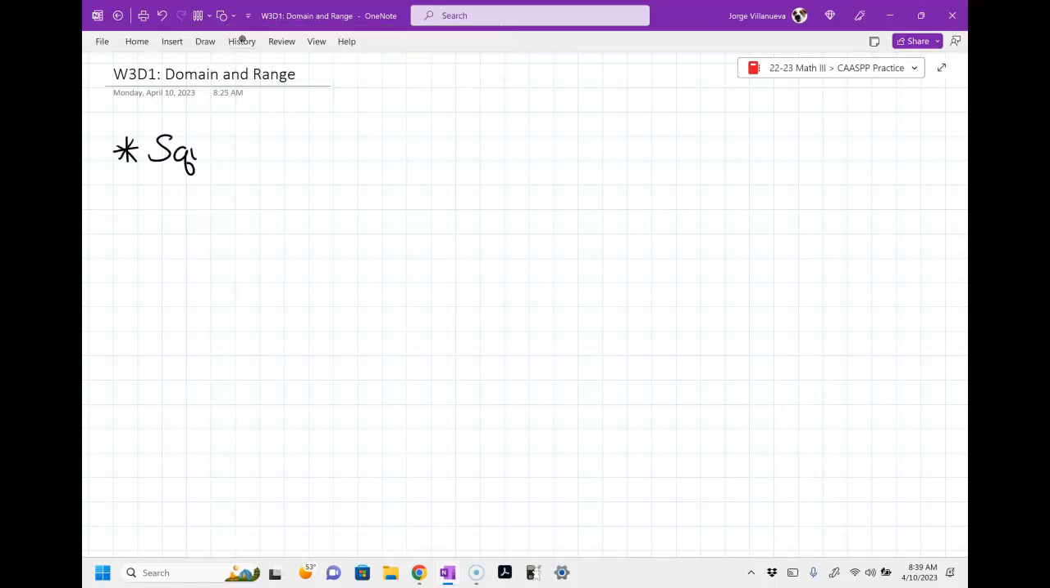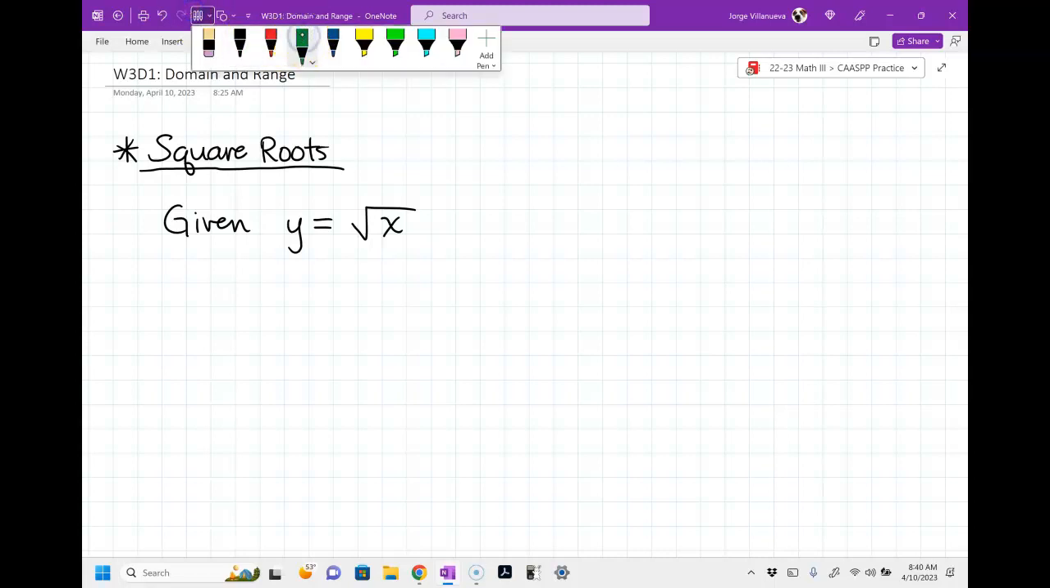So square roots. Now I know that you know how to take square roots of numbers, but when it comes to functions, there's certain things that you can't have occur inside of square roots. So, given y equal to the square root of x. Now I'm just doing the most basic function because I just want to define a couple of things. Okay, here are a couple of things that you should not have. The square root on the inside, what they call the radicand, so the x value, it can't be negative.